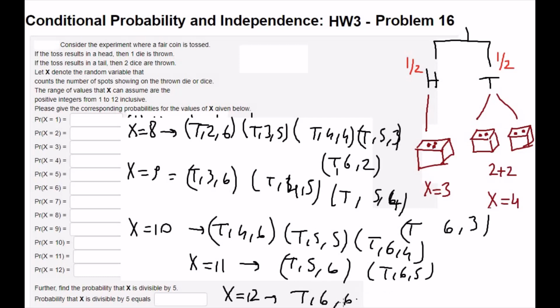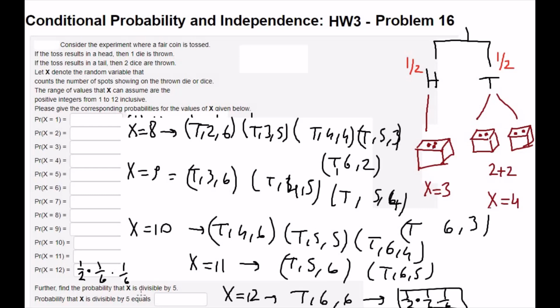And again, let me do a sample calculation. For tail we need 1/2, for getting 6 is 1/6, and for another 6 getting is 1/6. So that's going to be the answer for the value that x takes 12.